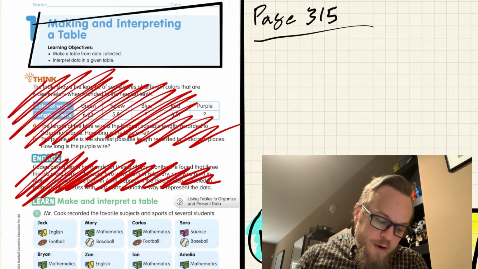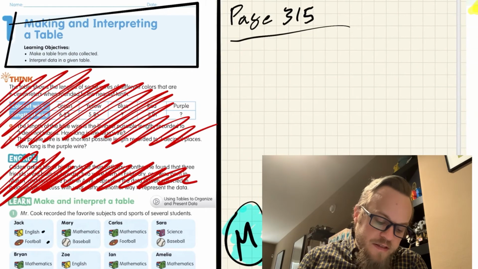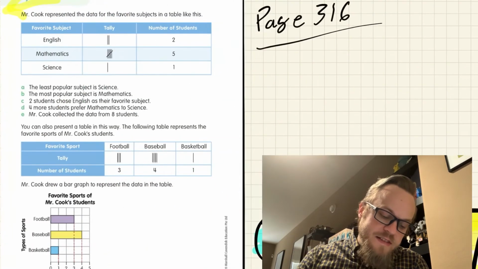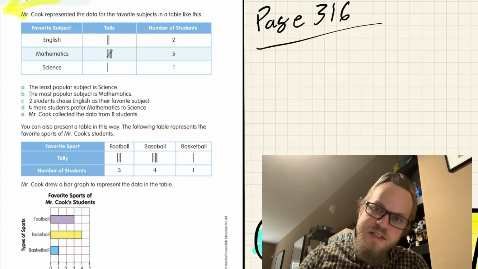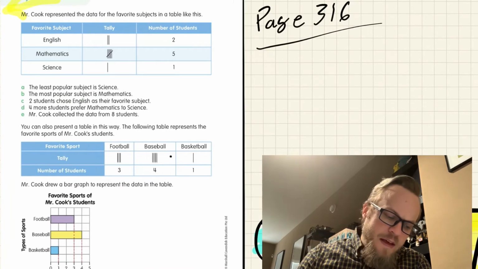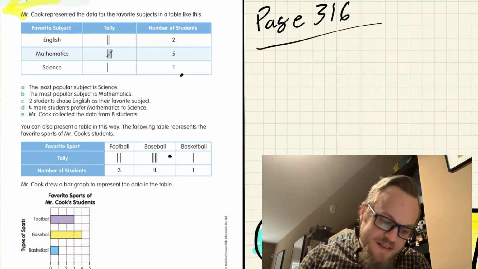So for our Learn section, Mr. Cook recorded the favorite subjects and sports of several students. We have 8 students represented here with their favorite subject and their favorite sport. Some have English and football, some like math and football, and so forth. And he's gathered pictures to just kind of make it easier for him. And then he breaks it down into these 2 tables.